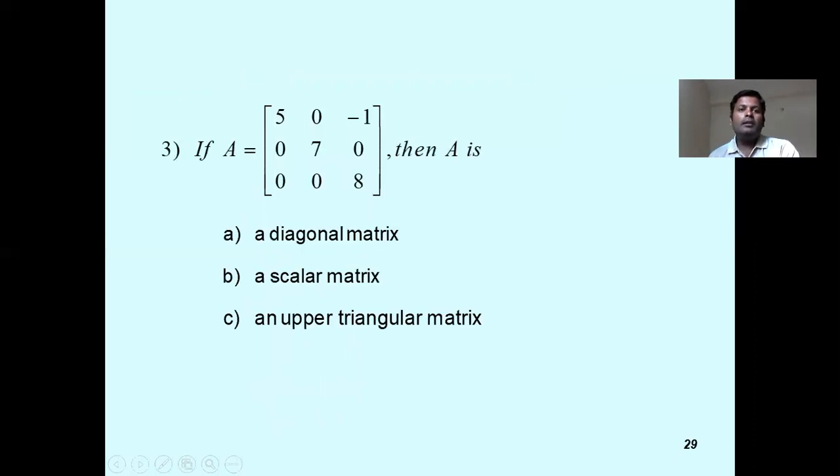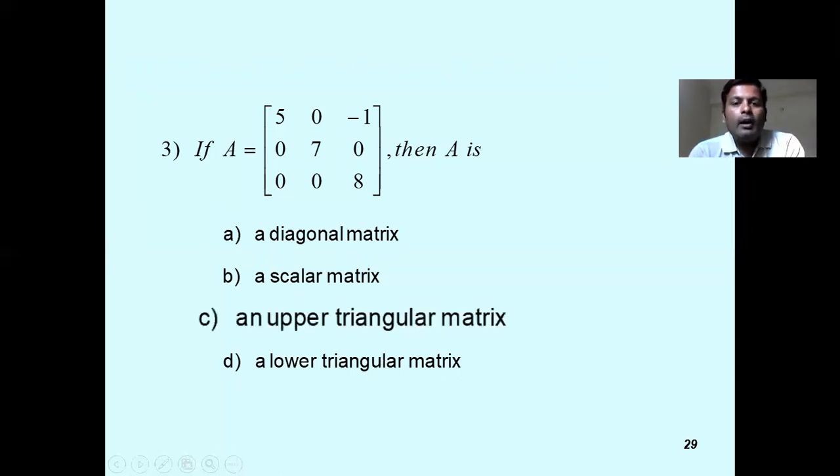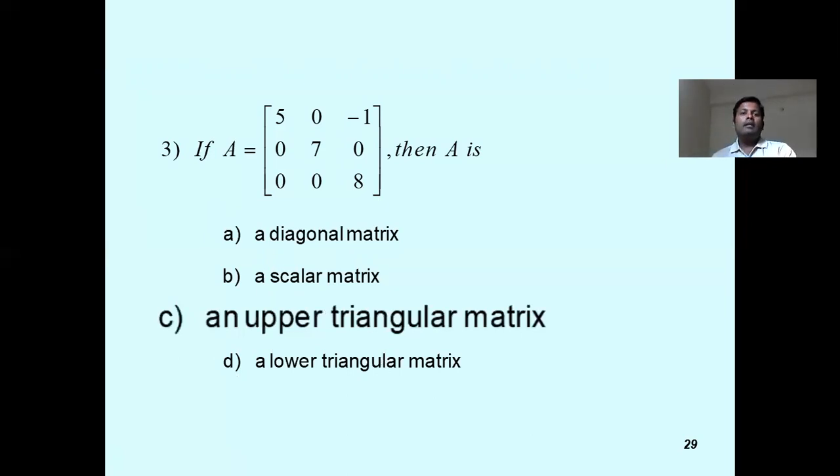The next question, if A equals 5 0 minus 1, 0 7 0, 0 0 8, then A is a diagonal matrix, a scalar matrix, an upper triangular matrix, or a lower triangular matrix. Here what is the answer? An upper triangular matrix. You observe here 0 0 0, the diagonal elements are 5 7 8. What is the type of this matrix? We say that it is an upper triangular matrix.